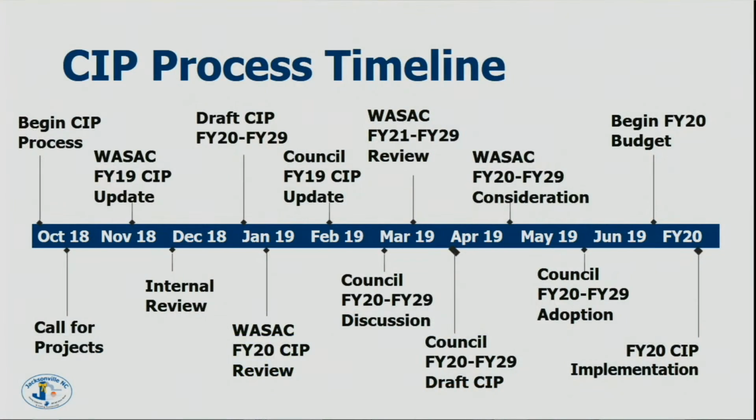We came back to WASAC and presented on our FY20 projects. That was back in January. We moved into council and gave them an update on our FY19 projects in February. At the last council workshop, we gave an update on where we are with our FY20 CIP. Today, we are back to discuss our FY21 through FY29. Moving forward, we'll go back to council with the draft, we'll come back to WASAC for consideration, and we will go back to council for them to adopt the proposed CIP. All of this will occur before June 30th, which is the end of this current fiscal year and the start of the next.